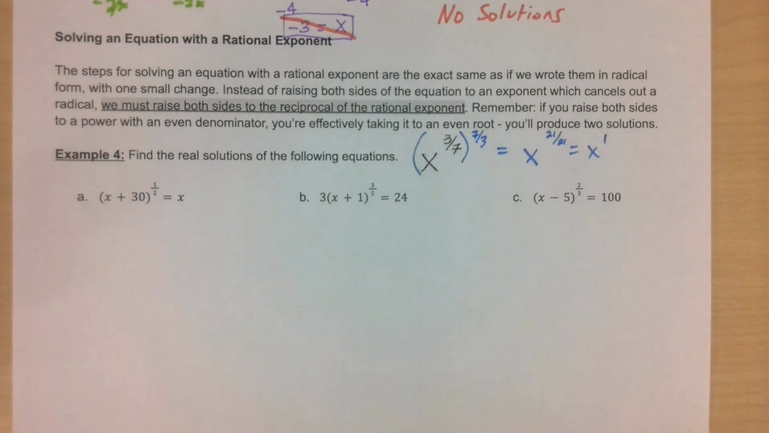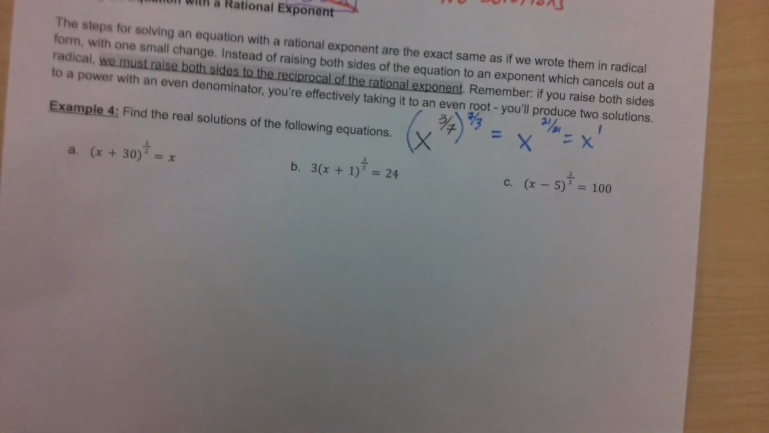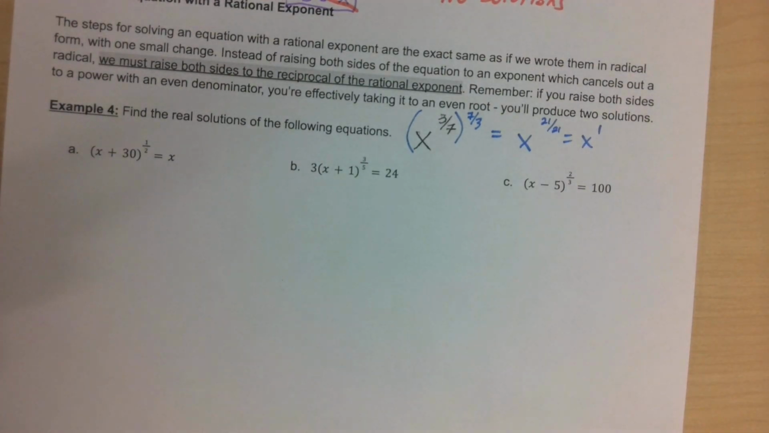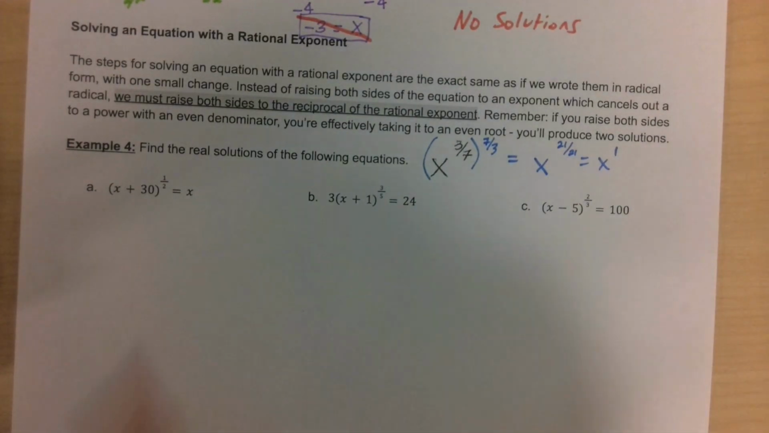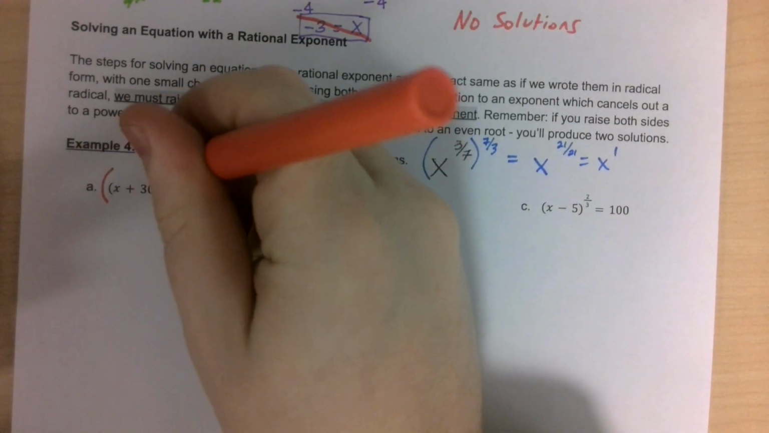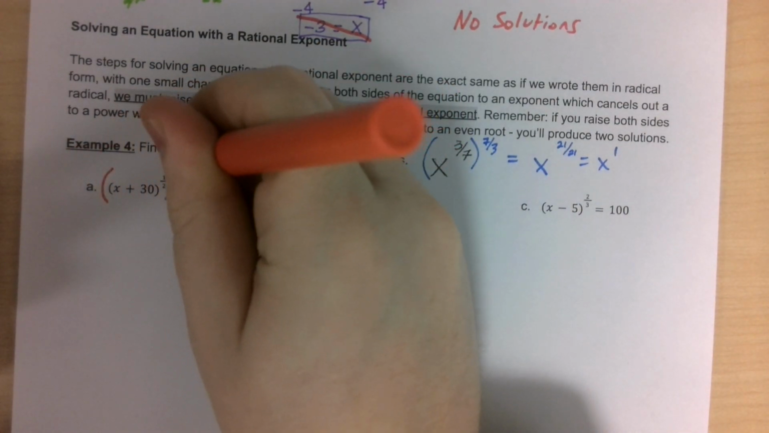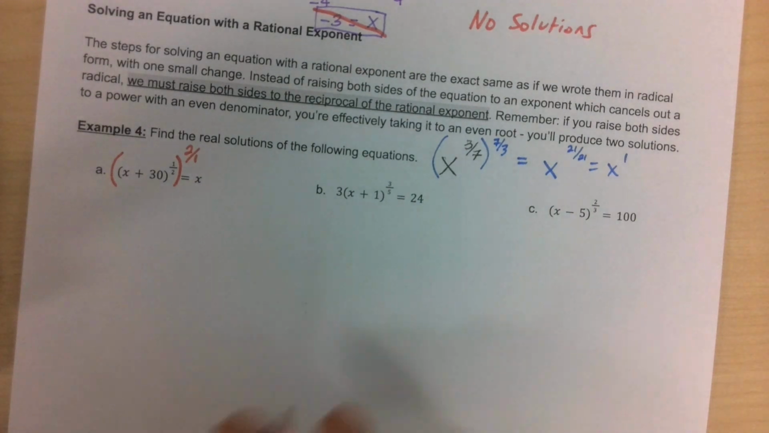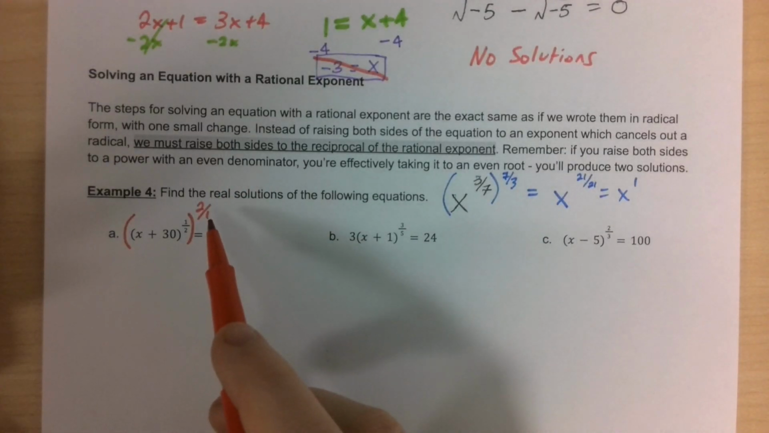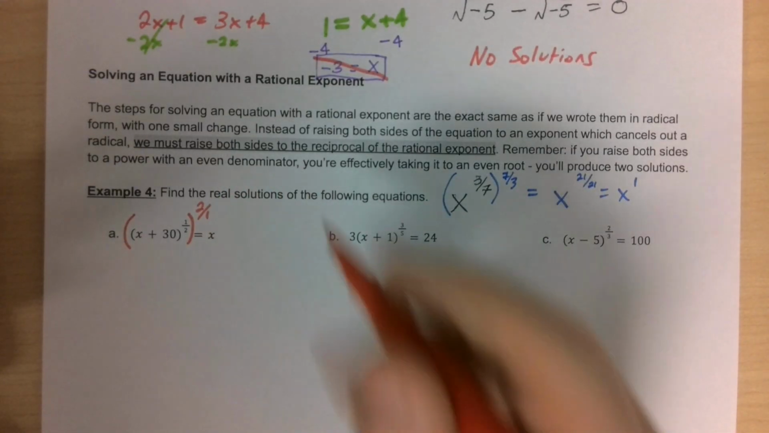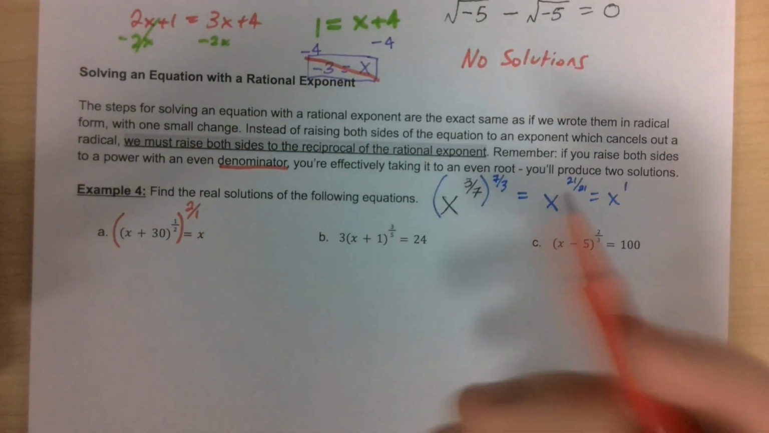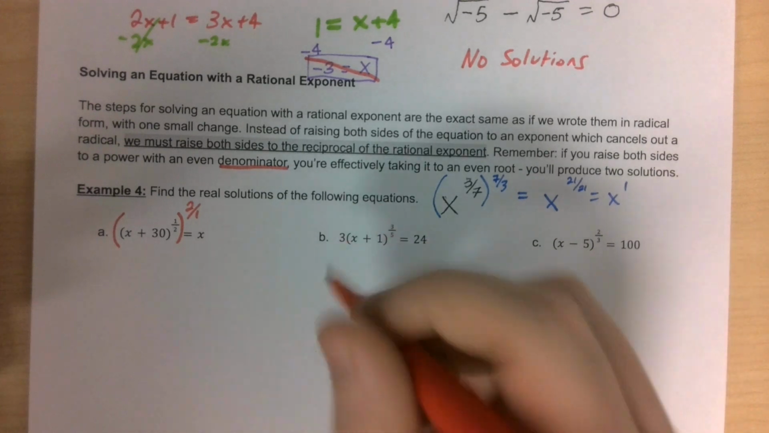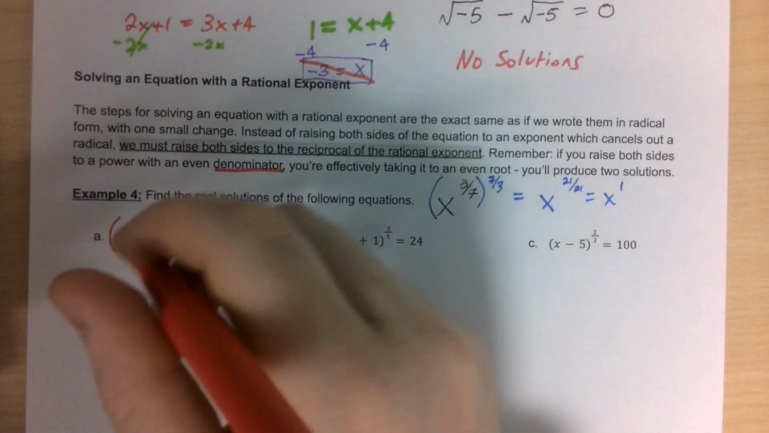So let's take a look at A. We're going to take a look at B, and we're going to take a look at C. For A, if we have x plus 30 to the 1/2 power equals x, we have to raise this to a power that'll get rid of the 1/2. That's 2 over 1. Is our denominator even? No. Our numerator is, but only if our denominator is even is that the same as taking a square root. So we raise both sides to the 2 over 1 power.